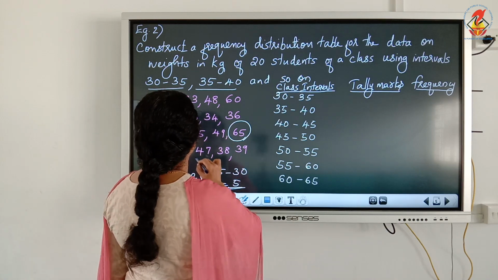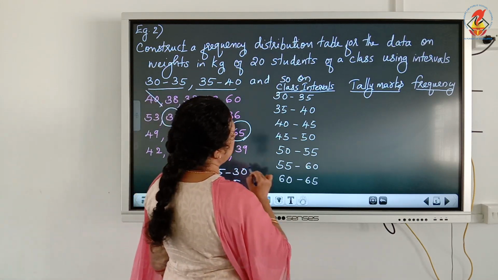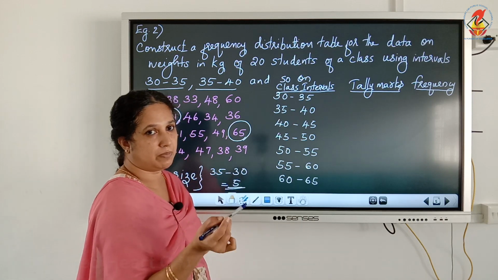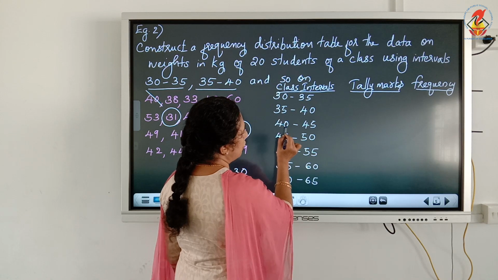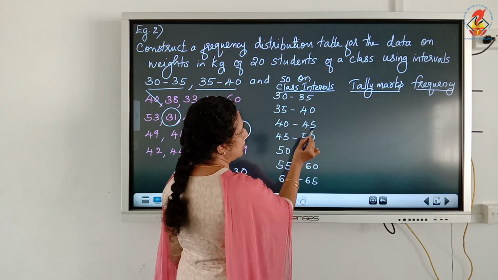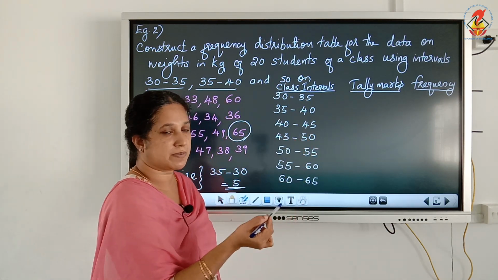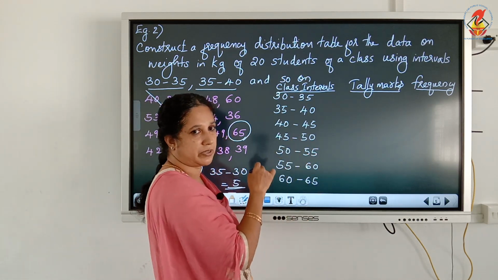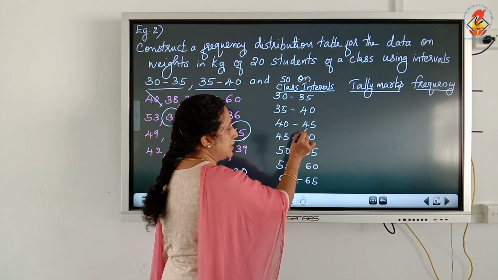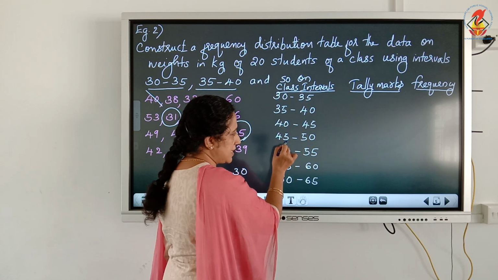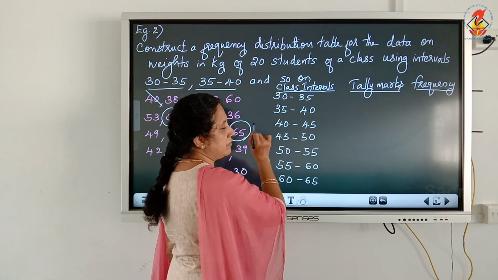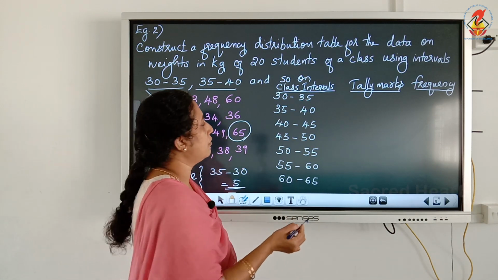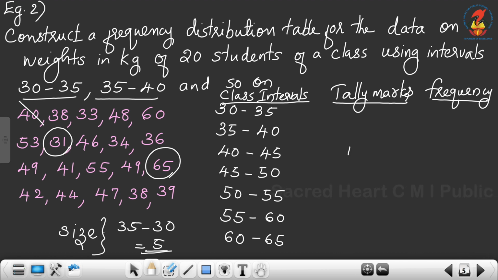The first observation is 40. Where will you mark this 40? 40 will come in the class interval 40 to 45. What is meant by 40 to 45? You have to consider all the observations below 45. 45 is not included in that group; 45 will come to the next group. Therefore 40 is included in 40 to 45, so you put a vertical stroke.